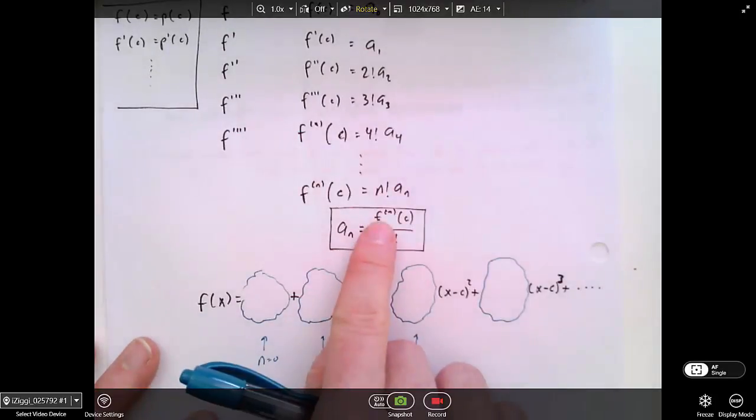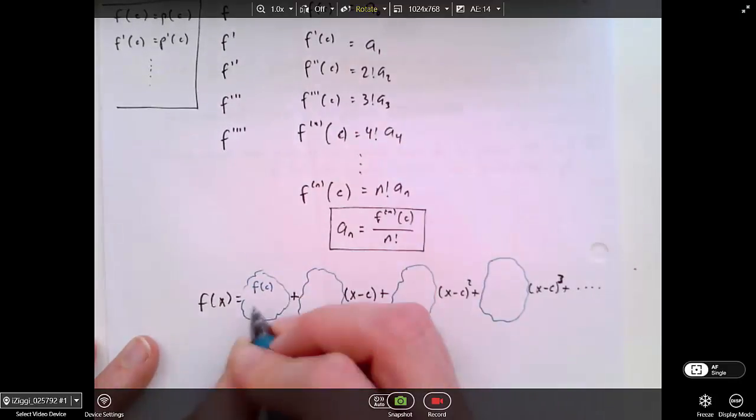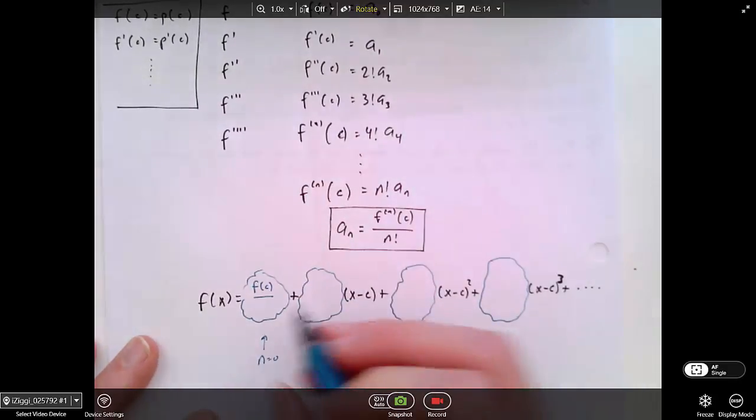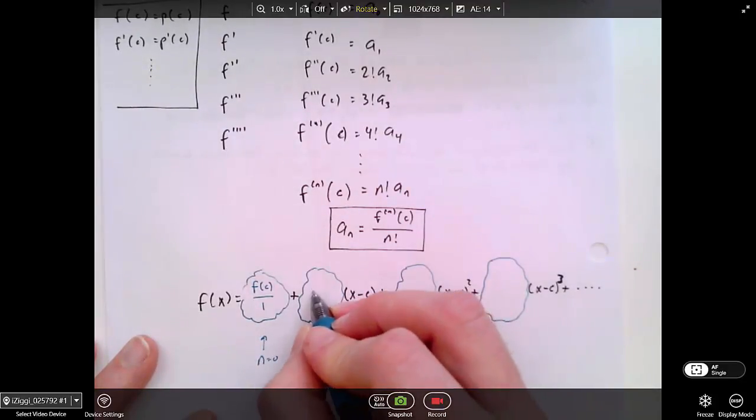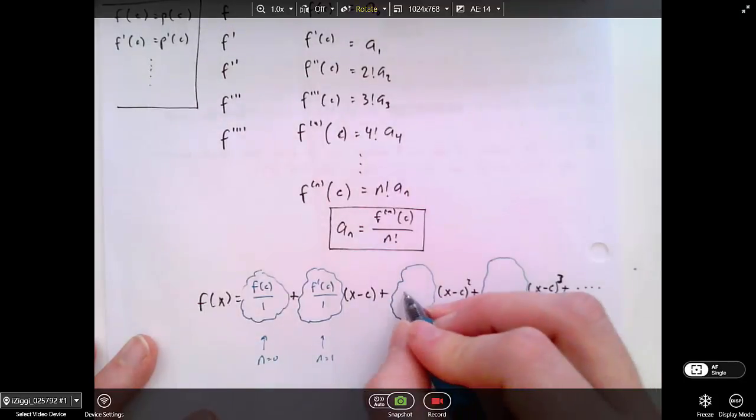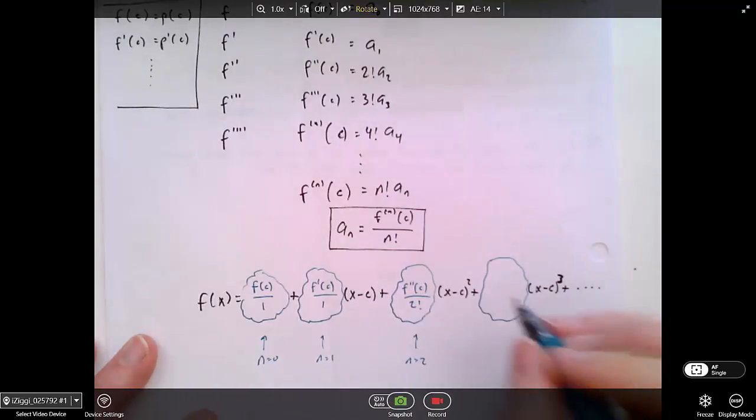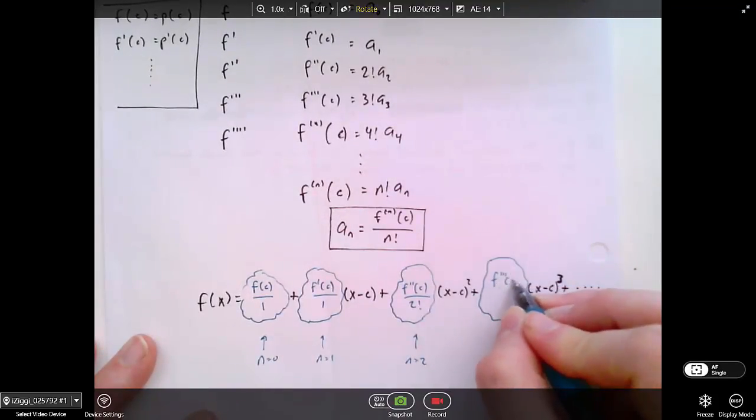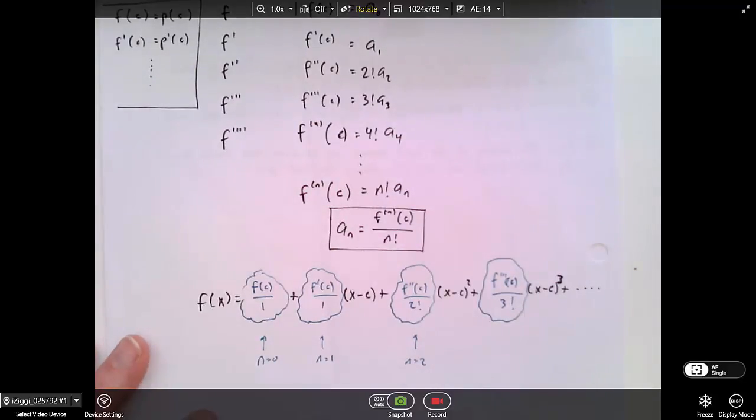So let's see, the 0th derivative is the same thing as the function itself, evaluated at c, and 0 factorial is equal to 1. Here I've got f prime of c divided by 1. Here I've got f double prime of c over 2 factorial. Here I've got f triple prime of c divided by 3 factorial.